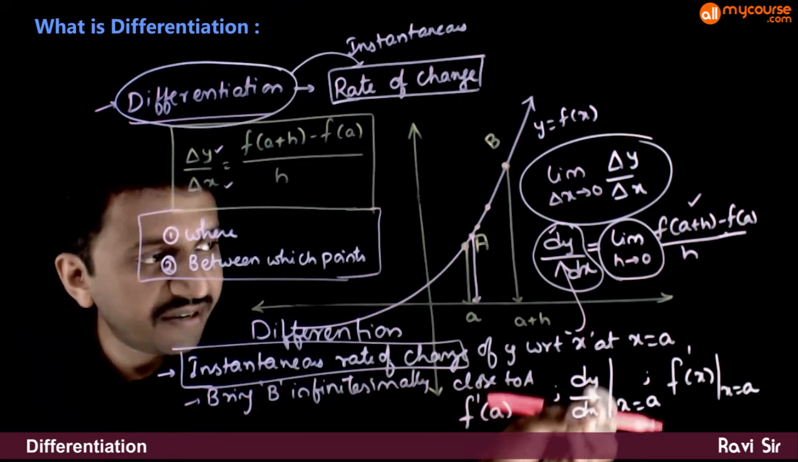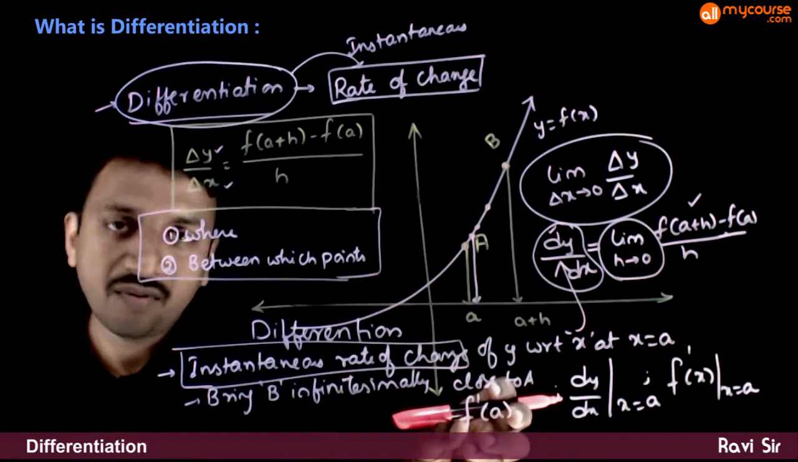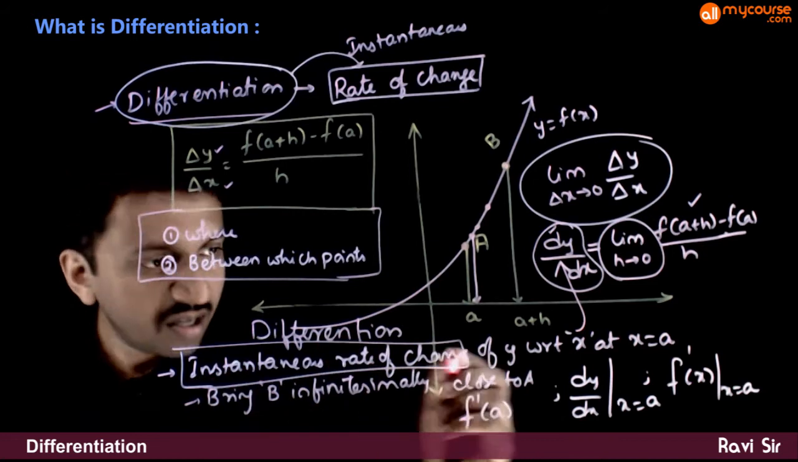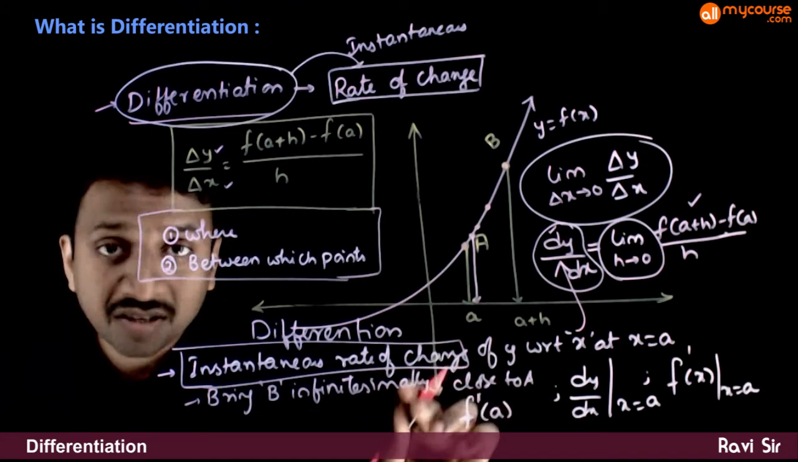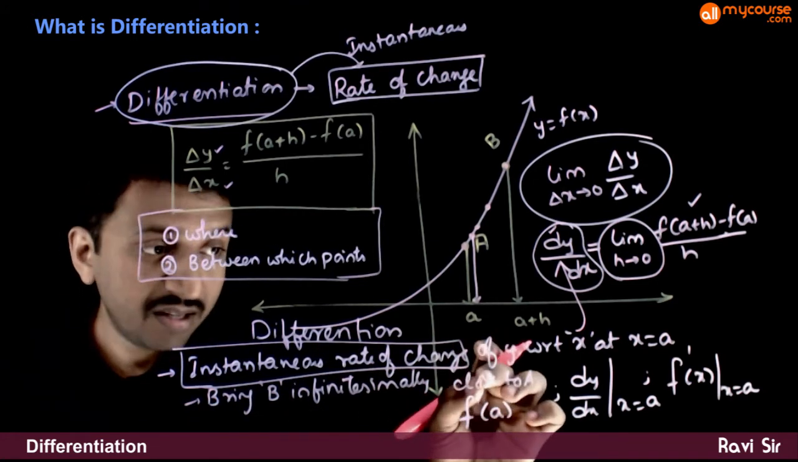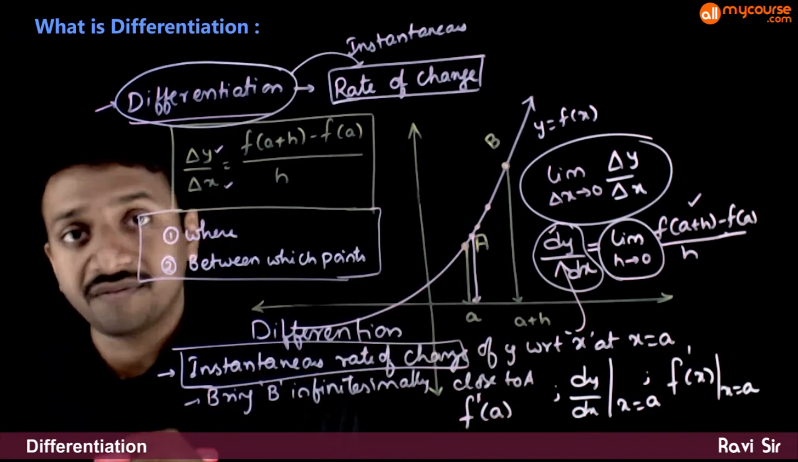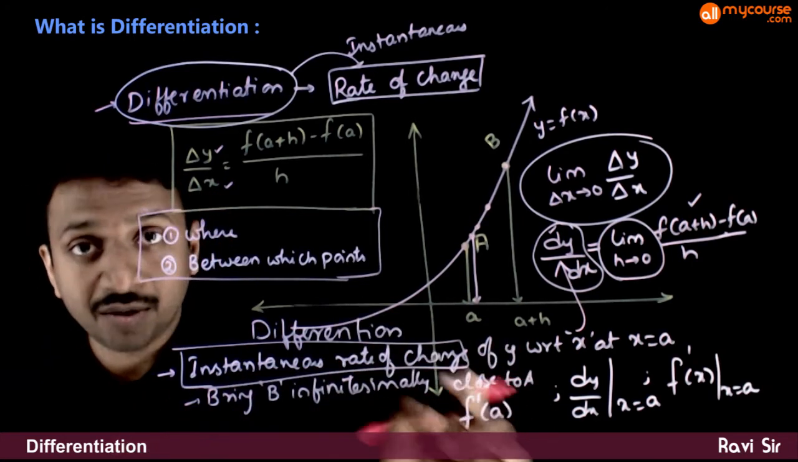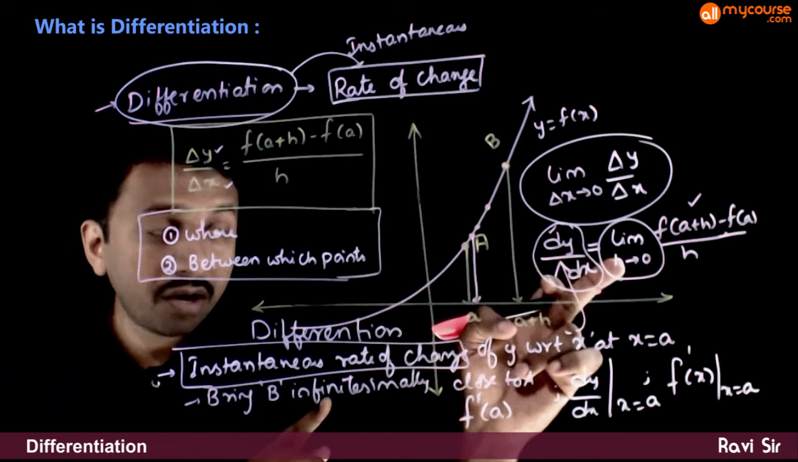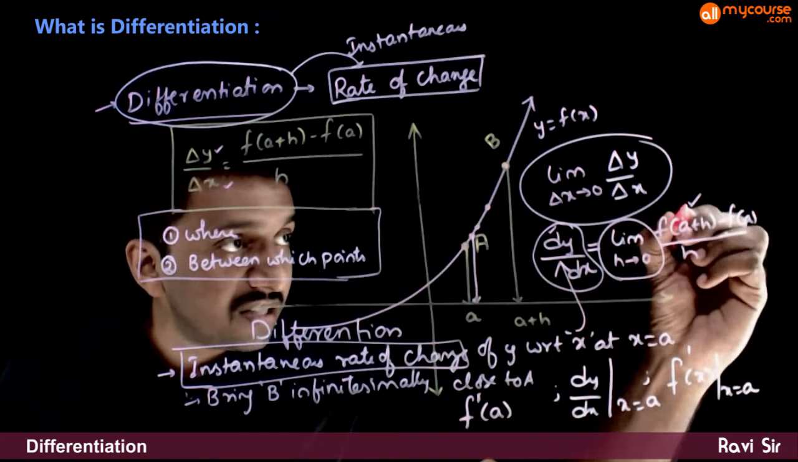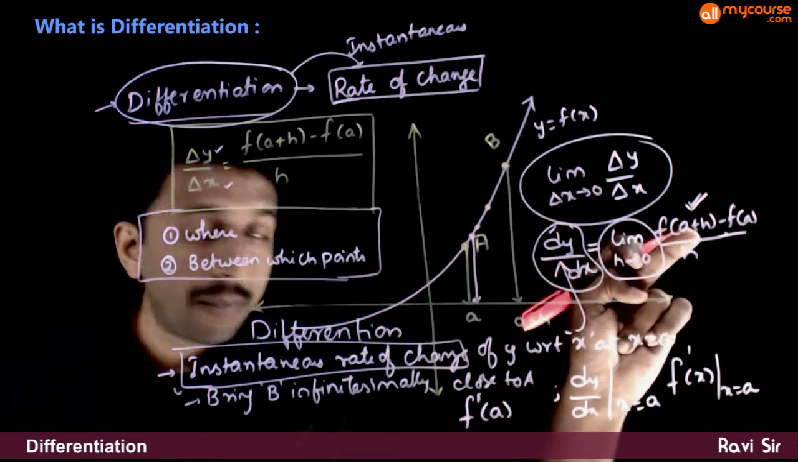So these are different notations that we use when we talk about differentiations. The superscript dash denotes differentiation. So what we are discussing now is the differentiation of f of x at a particular value A.